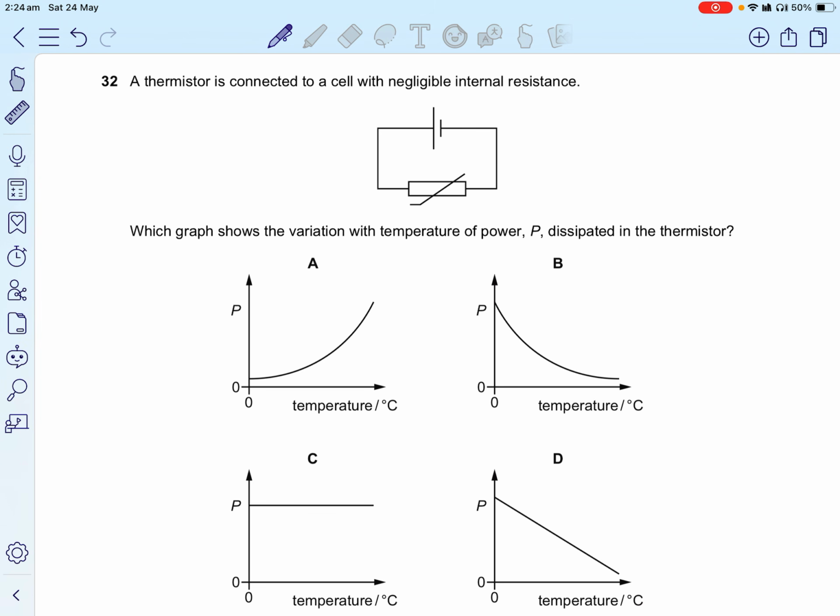So as the temperature increases, the resistance will decrease, and as the resistance decreases, the current will increase. Since the power is equal to IV, if the current increases, the power will increase. Therefore, as the temperature increases, the power should increase, and the graph would be A.